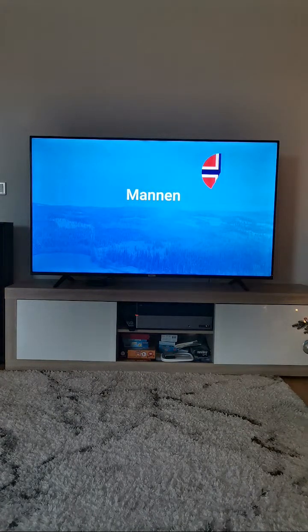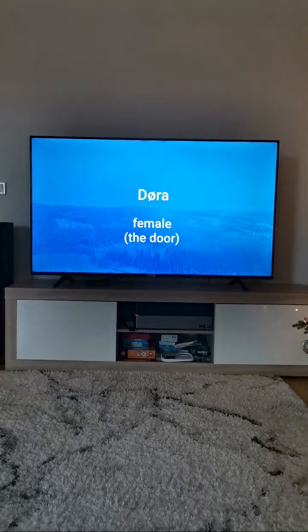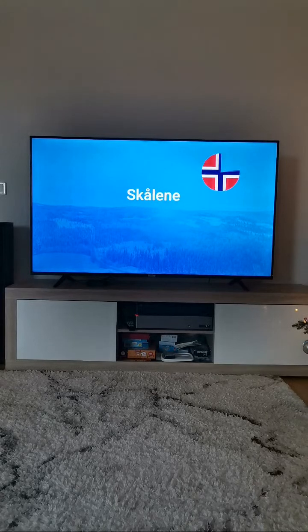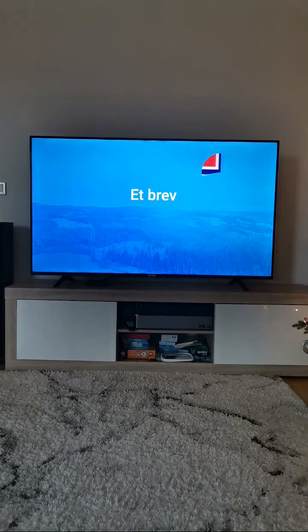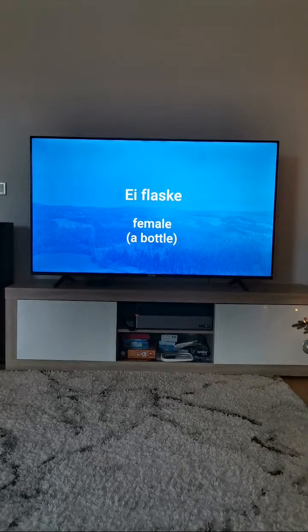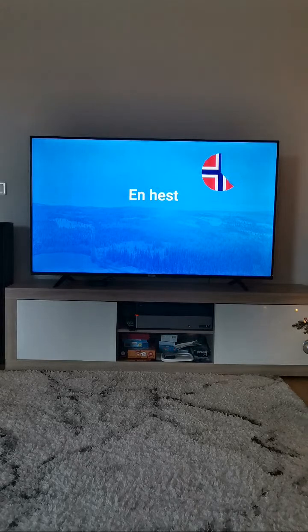Mannen. Døra. Door. Skålene. Et brev. Ei flaske. En hest. Horse. Huset.